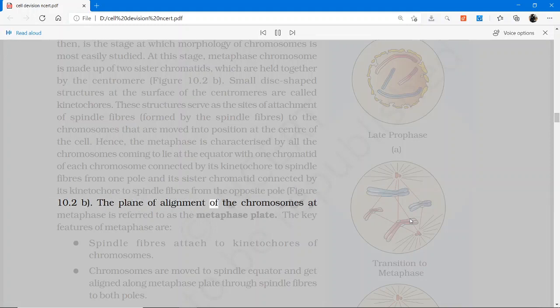The plane of alignment of the chromosomes at metaphase is referred to as the metaphase plate. The key features of metaphase are spindle fibers attached to kinetochores of chromosomes. Chromosomes are moved to spindle equator and get aligned along metaphase plate through spindle fibers to both poles.